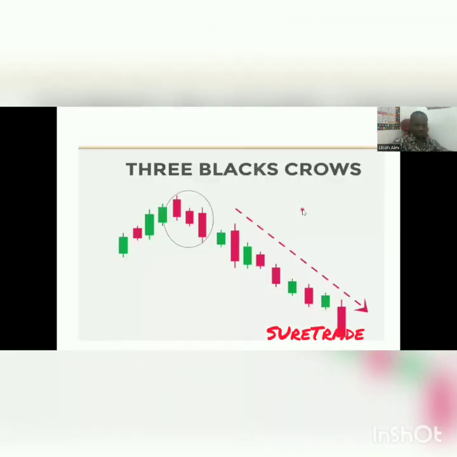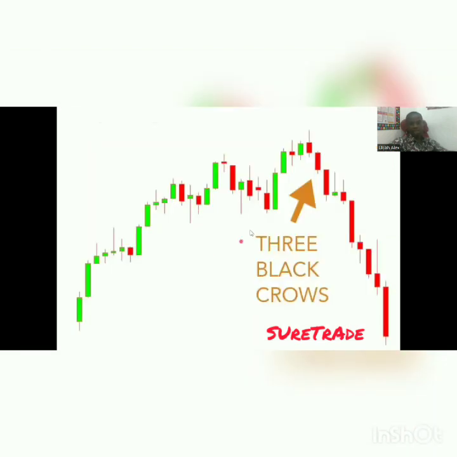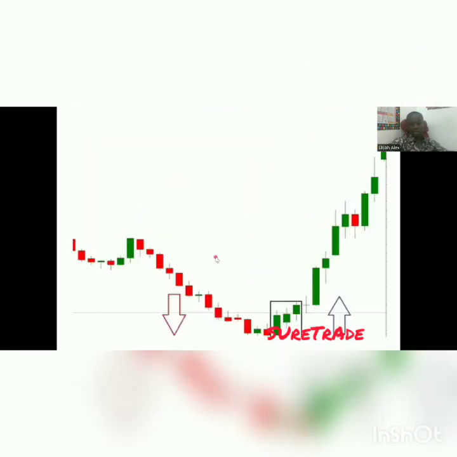Next is another example of the three black crows. 1, 2, 3. After this, take your profit. It means now it's reversing. Okay, at key level, it formed 1, 2, 3, and it reversed to the downside. More examples of the three black crows here. Okay, then the three white soldiers.